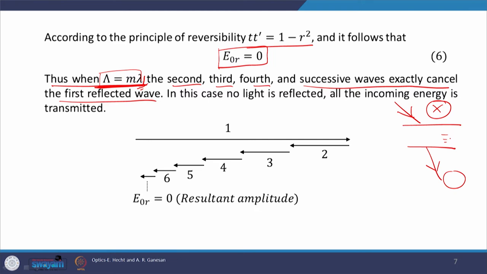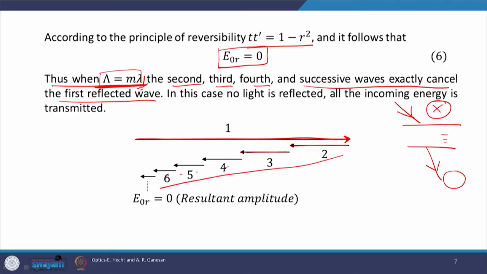Okay, vectorially it can be considered like this. This is the amplitude of the first reflection. Okay, this is the amplitude of the second reflection, this is the third, and so on and so forth. The magnitude is decreasing because on successive reflection only a smaller part goes into the reflected arm, and therefore they all add up when capital lambda is m lambda and the resultant is 0.